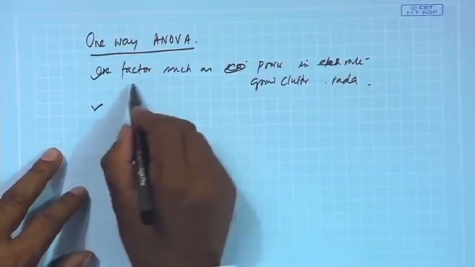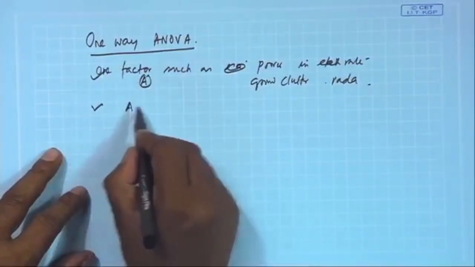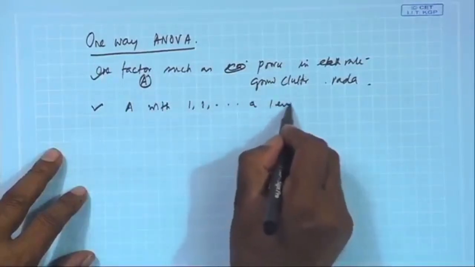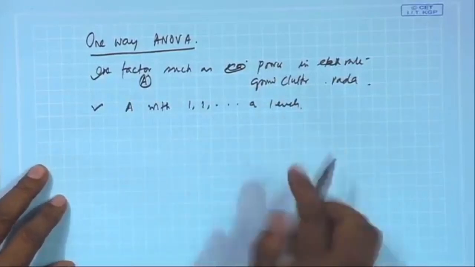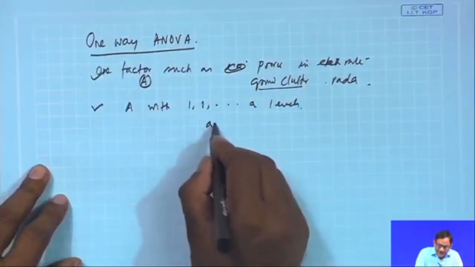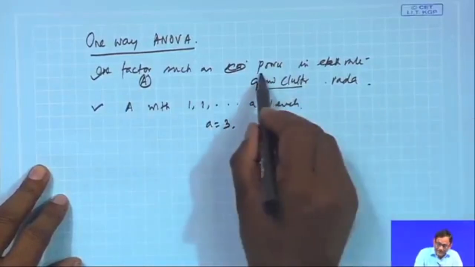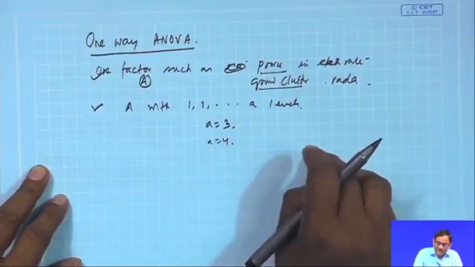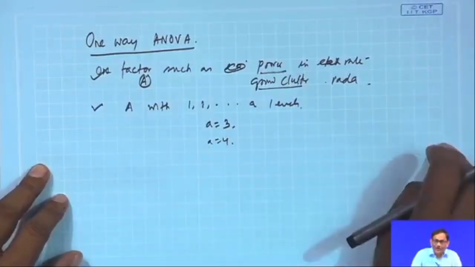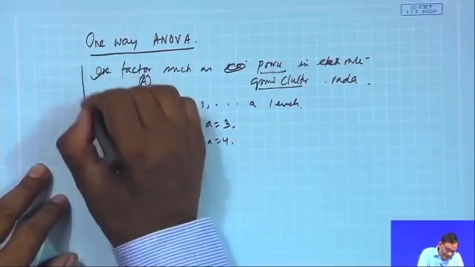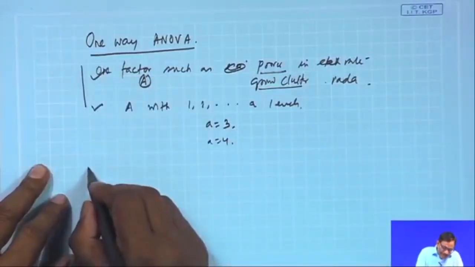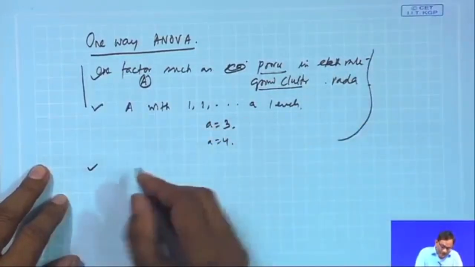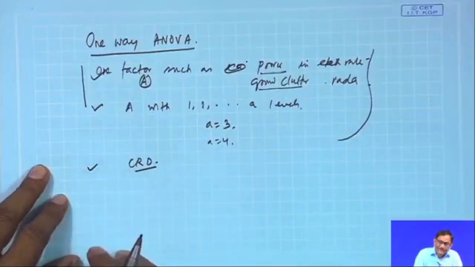Suppose in general the factor is A, with a levels, 1, 2, up to a. What does level mean? These are all treatment levels. For example, in the case of ground clutter, a equals 3: low, medium, high. In the case of power, that is the etch rate data, a equals 4: 160, 180, 200 and 220 watts. Second, obviously you will conduct a random experiment, a completely randomized design.